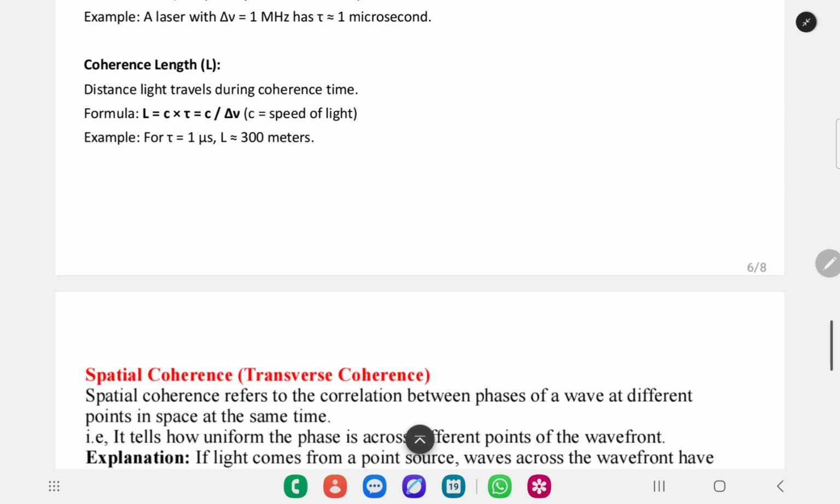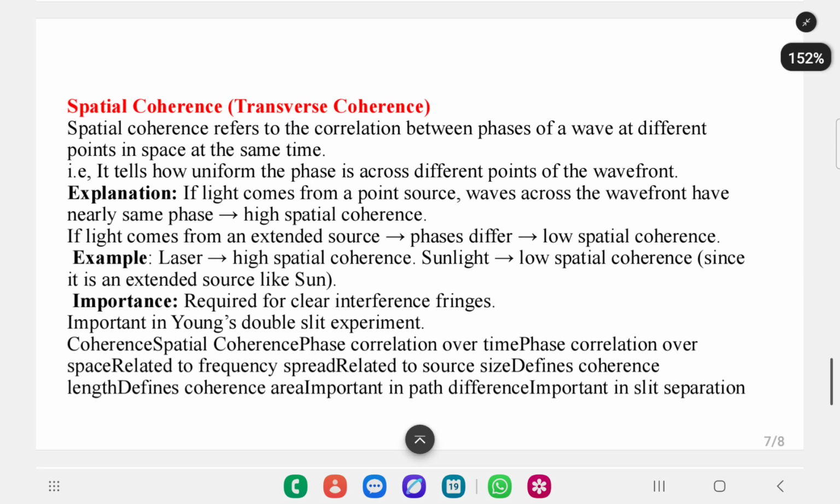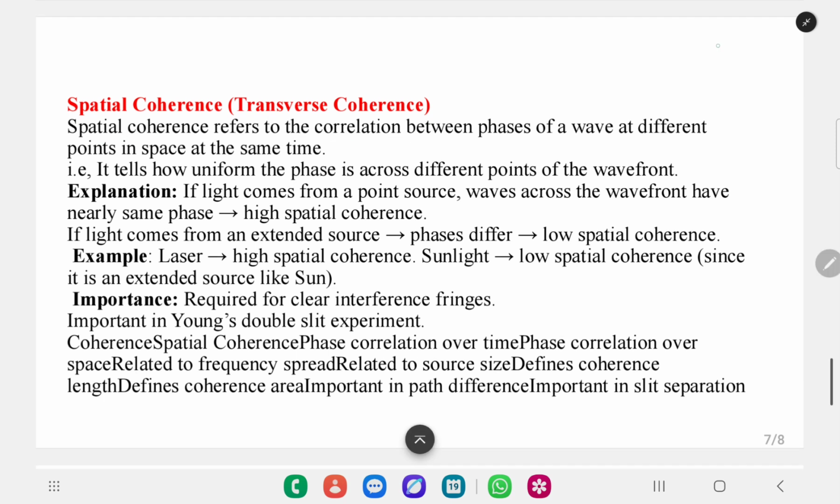Moving ahead, spatial coherence. I hope you understood the temporal coherence; it is related to time. Now spatial coherence is related to space. Spatial coherence refers to the correlation between phases of a wave at different points in space. It means at what space the two waves are correlated, how they are correlated in phase, what the phases are at a particular space.